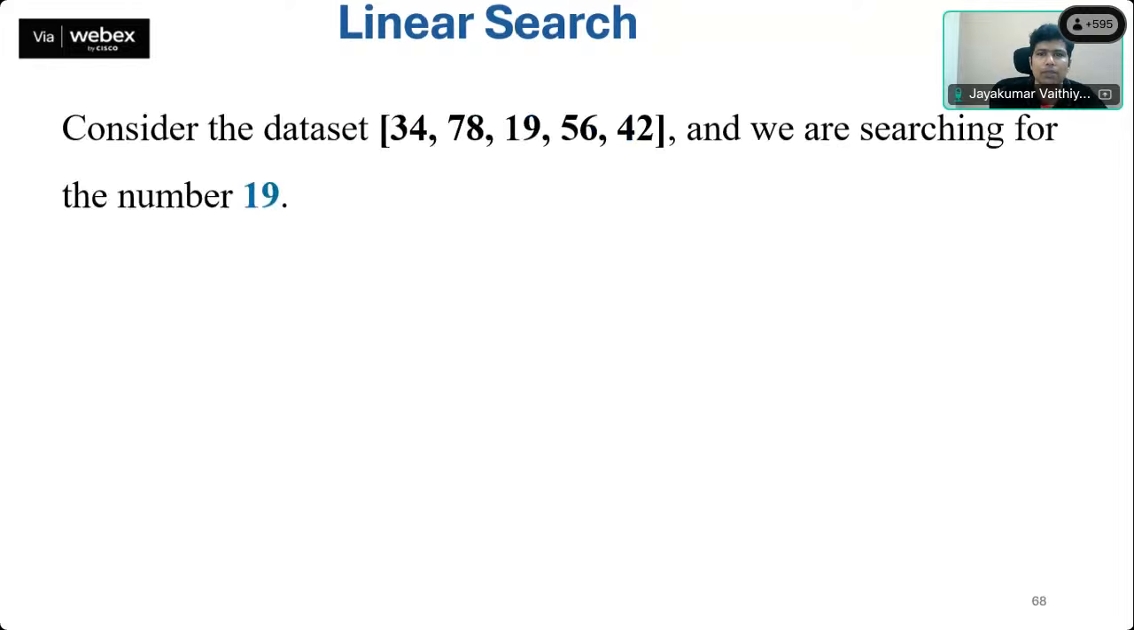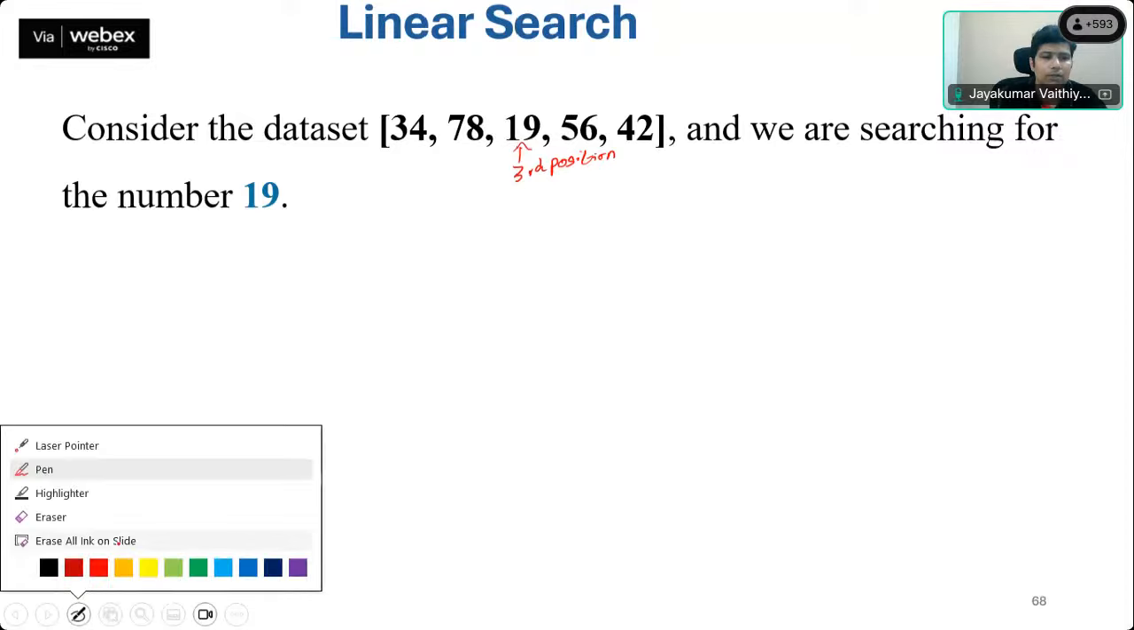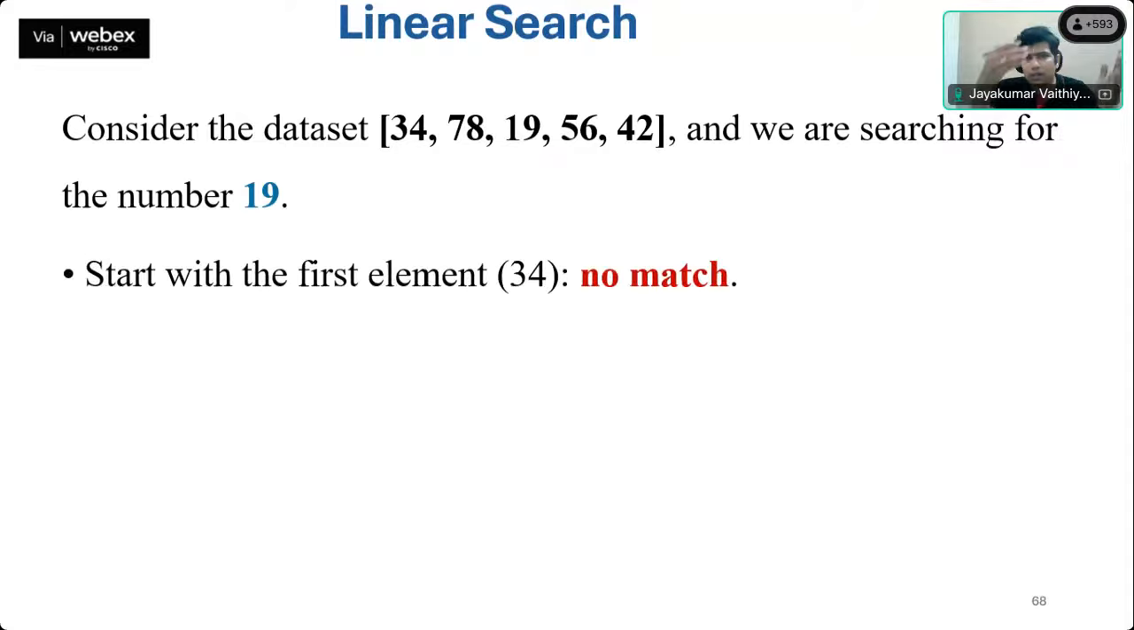Okay, so we'll go by a simple example. This is the logic. What is the given input? 34, 78, 19, 56, 42. This is the given list or data set. And what are we supposed to search? We are supposed to search number 19. This is very simple, only 5 elements are there. By looking, you are able to know it exists in the third position. But we need to do it computationally with the help of a computer. So we will follow that algorithm step by step.